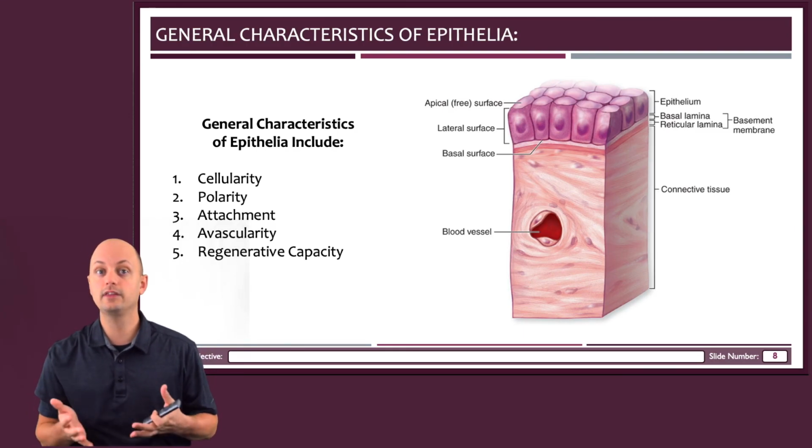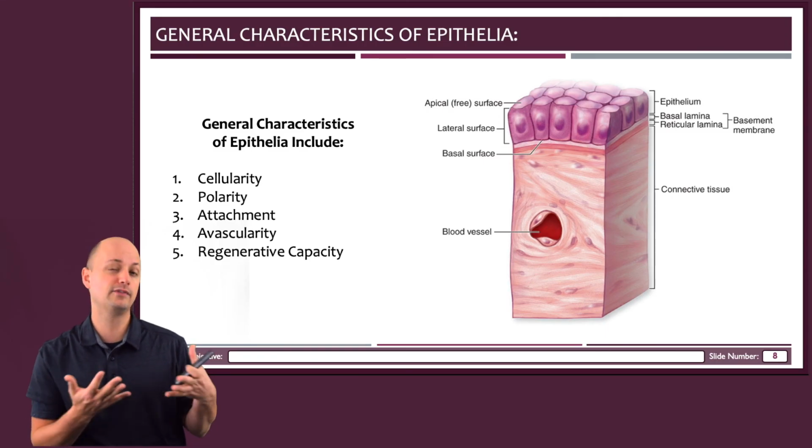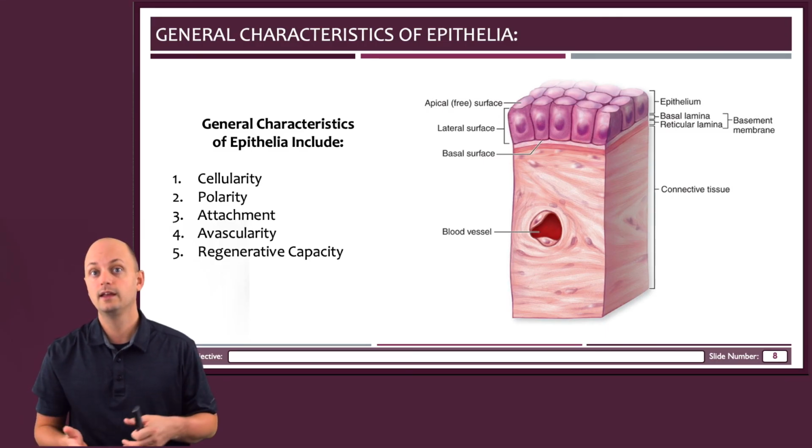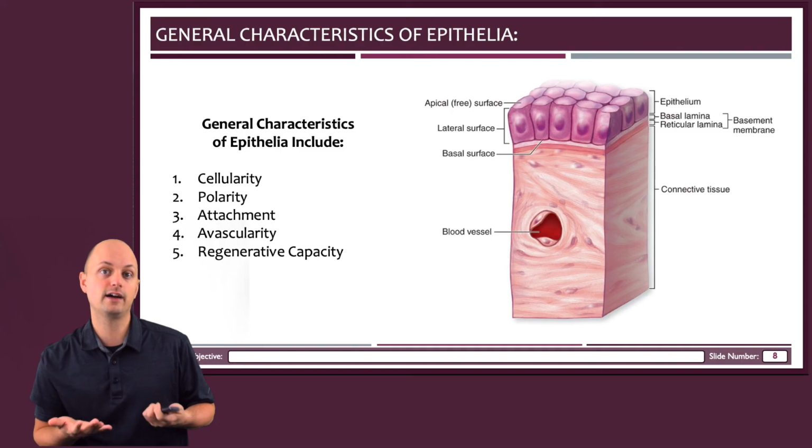Lastly, because epithelia is constantly being damaged by physical and chemical trauma, it tends to be a rapidly dividing tissue.